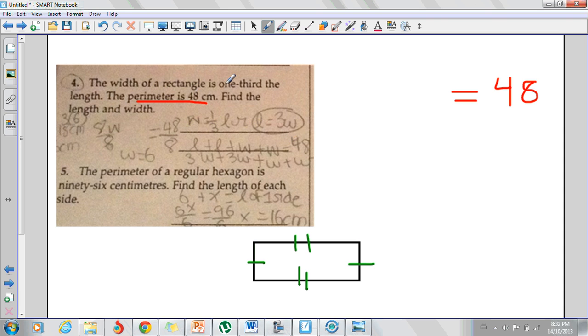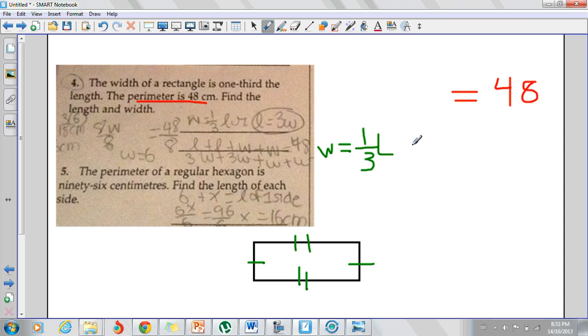What is the width of the rectangle? It's 1/3 of the length. Well, here's our length. Okay, and where's our width? Our width is going to be 1/3 of it. So we could say the width is going to be 1/3 of the length. There we go. So there's what our width is, 1/3 of the length.